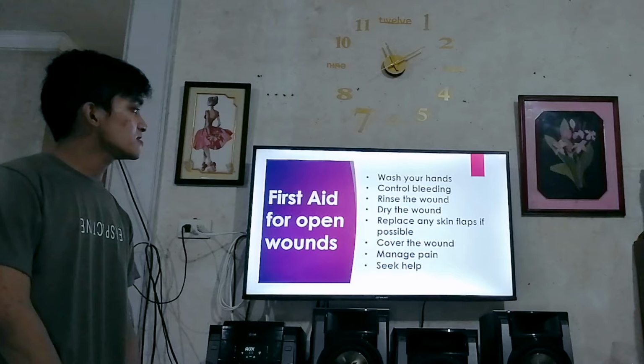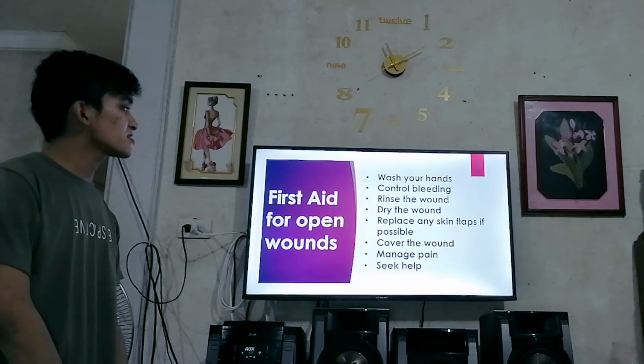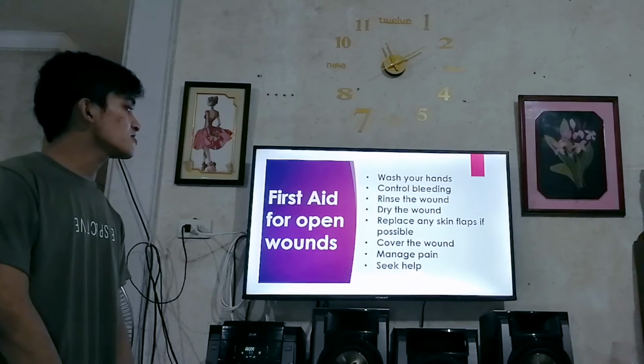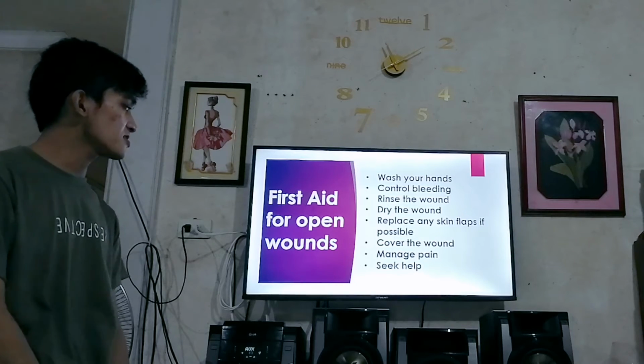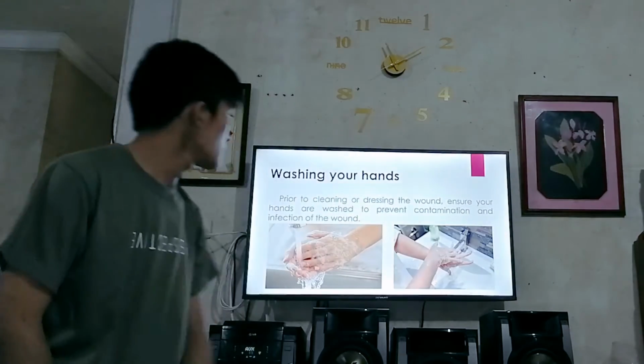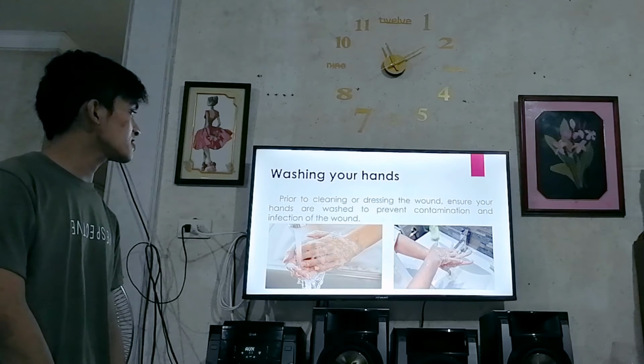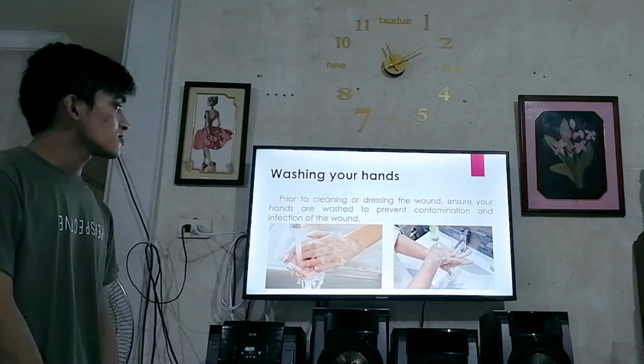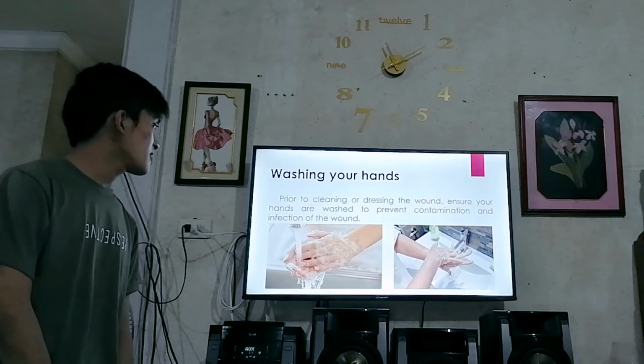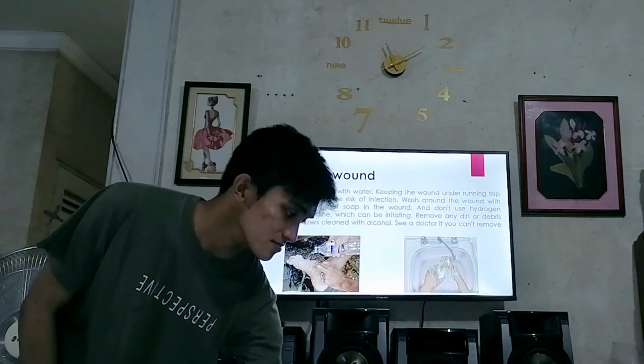Wash your hands, control bleeding, rinse the wound, dry the wound, replace any skin flaps if possible, cover the wound, manage pain, and seek help. Washing your hands prior to cleaning or dressing the wound: ensure your hands are washed to prevent contamination and infection of the wound.